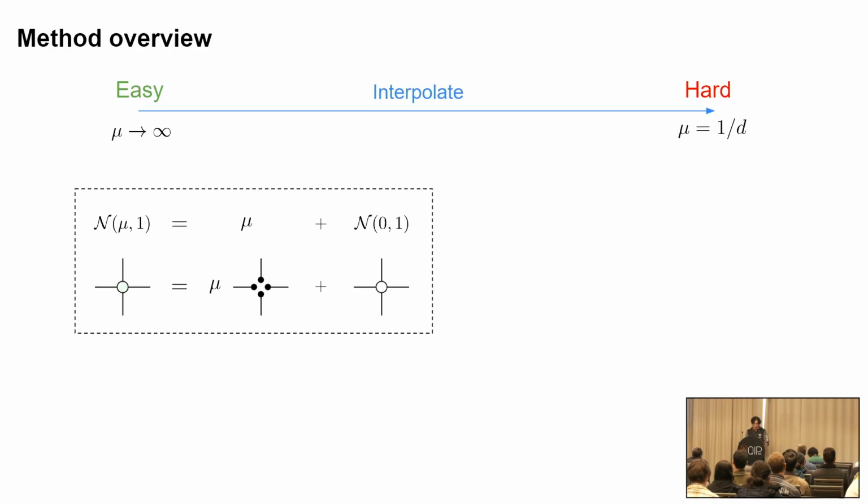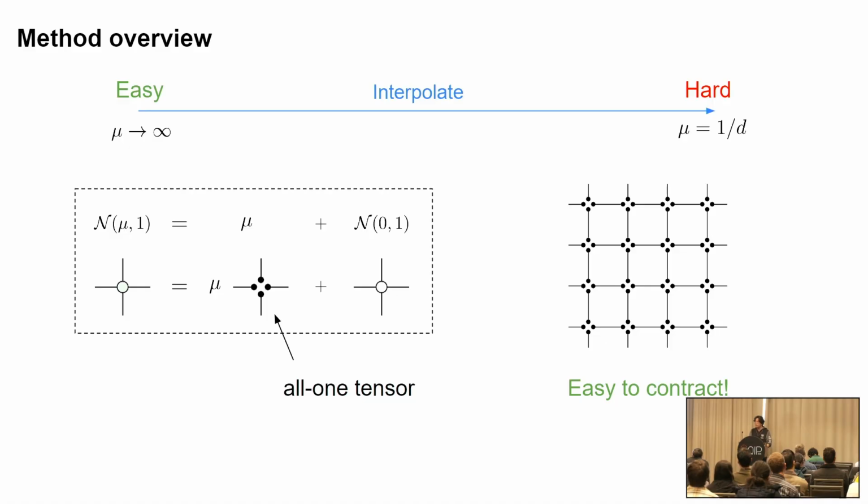To see why it is easy when mu goes to infinity, we observe that a random Gaussian tensor with non-zero mean can be separated into two parts. The first part is an all-one tensor, which is thus a rank 1 tensor, and it's factorizable into four components. And the second part is the zero-mean Gaussian tensor. So when mu goes to infinity, all tensors are simply replaced by the all-one tensors, which is easy to contract because it factorizes into simple products of numbers.